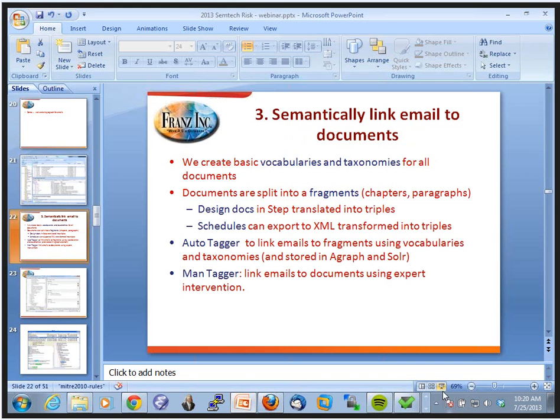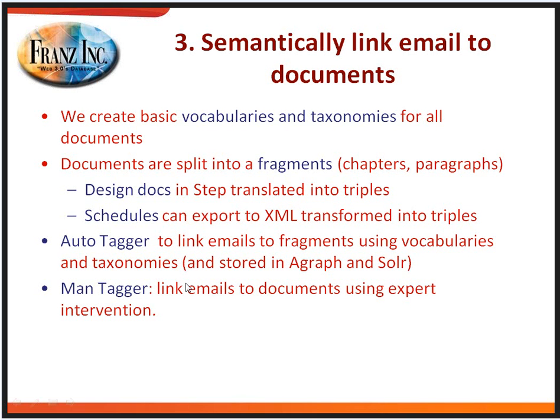Then we go to the third part of the product, where we semantically link emails to documents. What we did is we created basic vocabularies and taxonomies for all the documents, which is quite some work because there are not many readily available taxonomies in the construction industry or for contracts. Then we split all the documents into fragments, in chapters and paragraphs, or for design docs in triples, in STEP XML turned into triples. For schedules, we also use XML and turn it into triples.